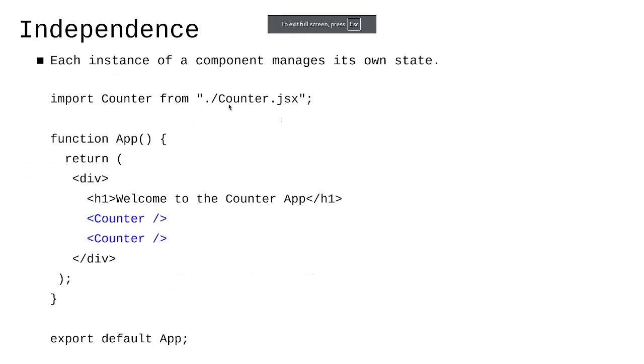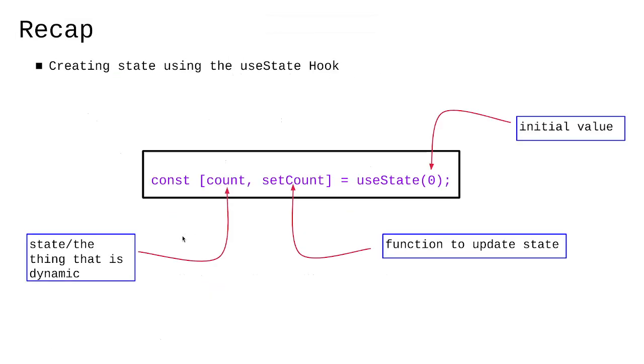All right, so let's try to wrap up. All right, so again, right, each instance of a component manages its own state. And of course, we use the useState hook, whereby we call the useState function or hook. We have an initial value. This function returns 2 items. The first one is the actual state that we will use to keep track of the thing that changes, right? The thing that is dynamic, the thing that changes based on the user's interaction with our component, right?